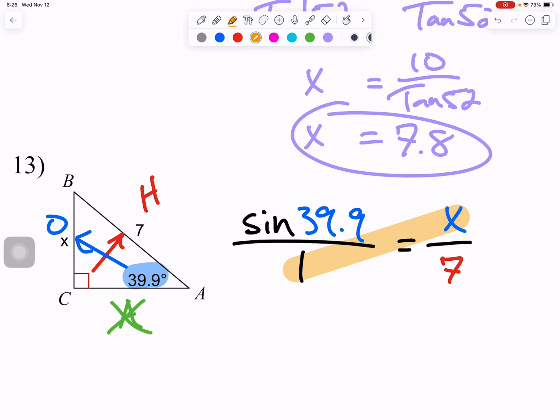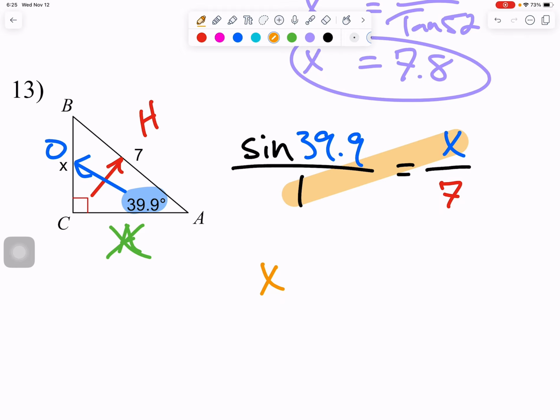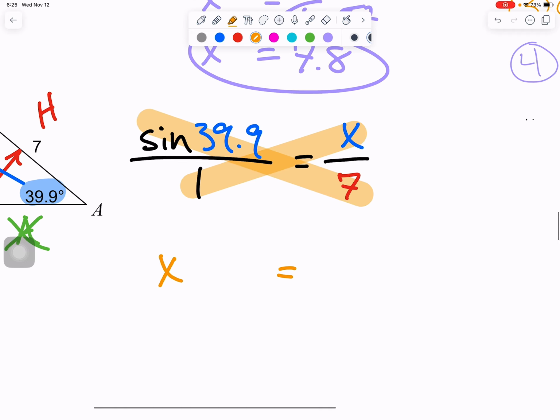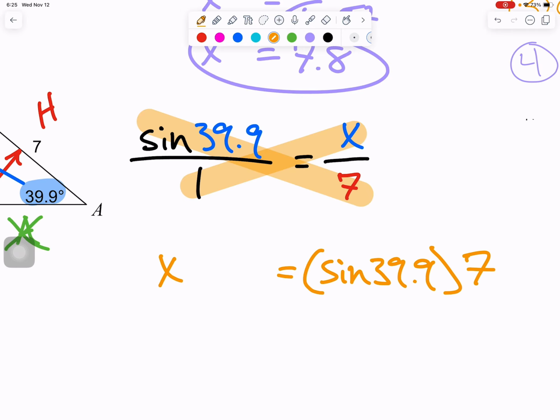1 times x is, great job, crew, just x. We'll set that equal to 39.9 times 7. That sine 39.9, I'm going to go ahead and throw into parentheses just so there's no calculator confusion. And we will multiply that to the 7.